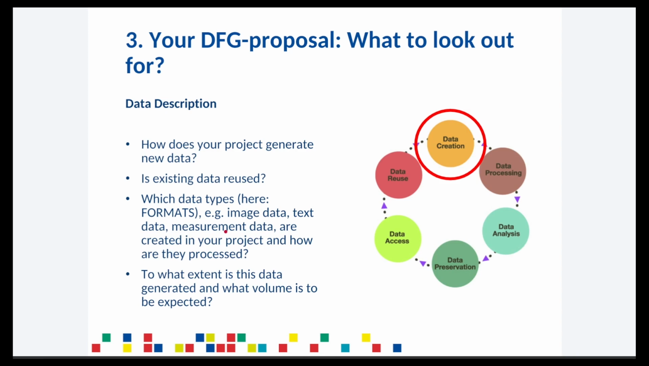And we go on with this part of data creation. At the beginning, you should think of describing your data. So you should elaborate on how your project generates new data, or whether you reuse existing data. And what data types do you use? This means the formats you use, for example, image data, text data, measurement data. And how are they processed? And to what extent is this data generated? That means what volume is to be expected. And if it's a really huge volume, you need to say what storage capacities are needed for this data.